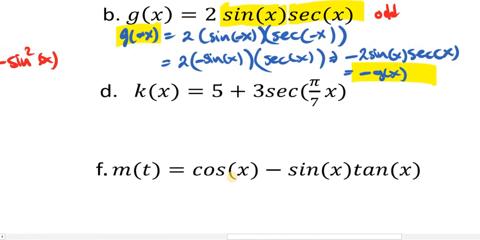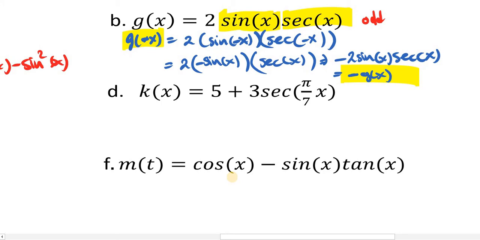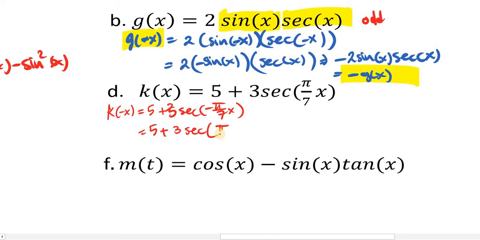Okay, this one right here. 5 is even, secant is even. I know this is going to produce an even function. Let me prove it. K of negative x is equal to 5 plus 3 secant negative pi over 7x, which is equal to 5 plus secant negative something is secant that something. So it's going to be the positive 3 secant pi over 7x, which is the original function k of x, and that means it's even.